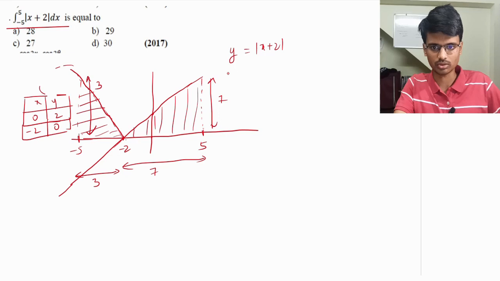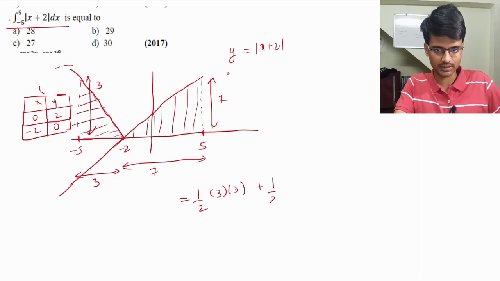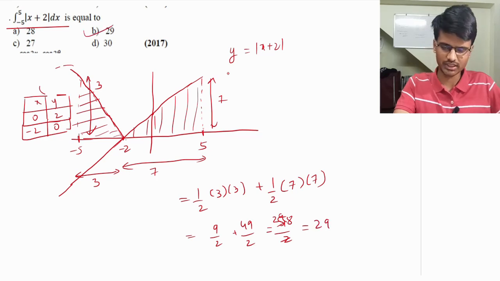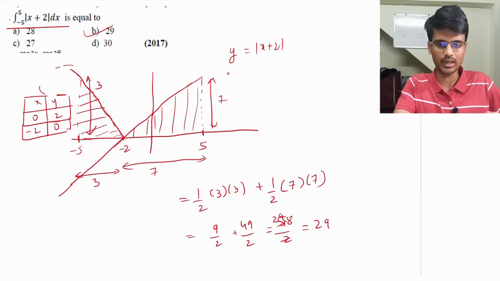So I have got two triangles. I just need to find the area. Half base into height plus half base into height. So 9 by 2 plus 49 by 2. This is nothing but 58 by 2. 2 2s are 4, 2 9s are 18, 29. So the correct answer is option B. Using the graph approach, it is very easy to solve these kind of questions. But if you do it in the limit form, it is going to go lengthy. So this is a very easy trick that you can use to solve questions.